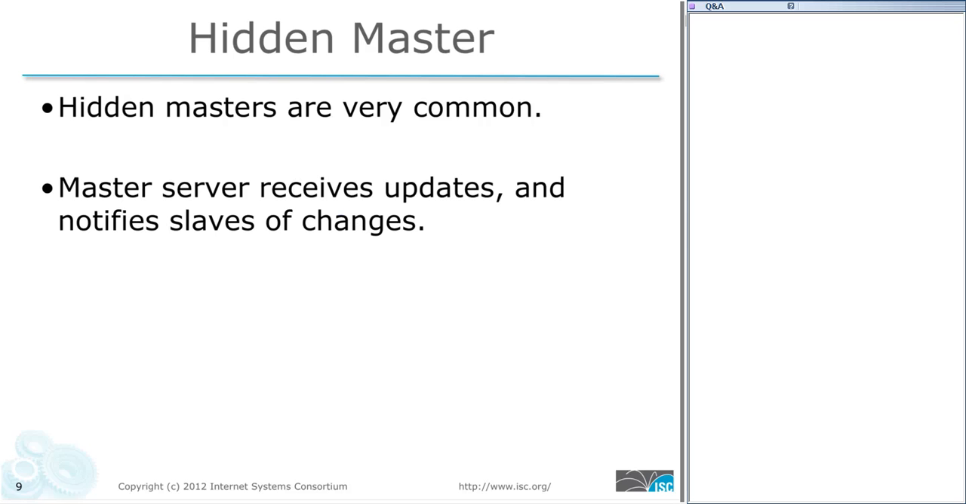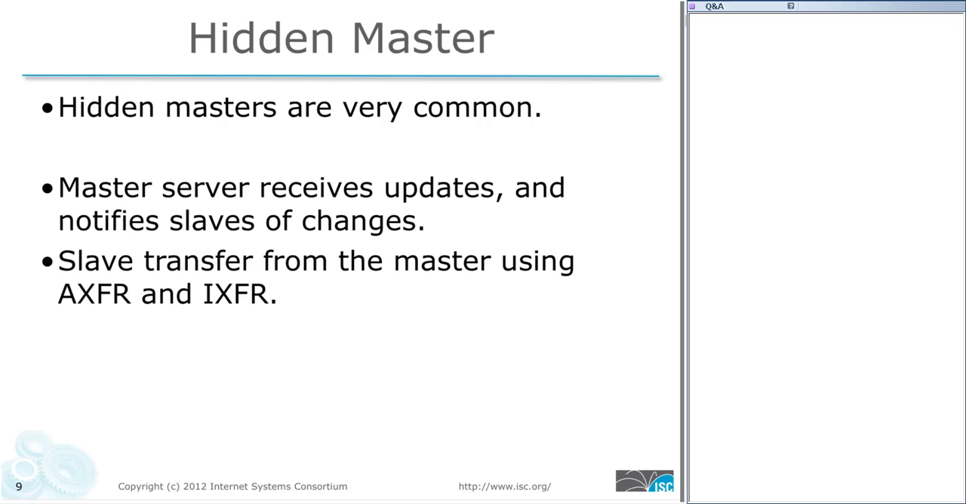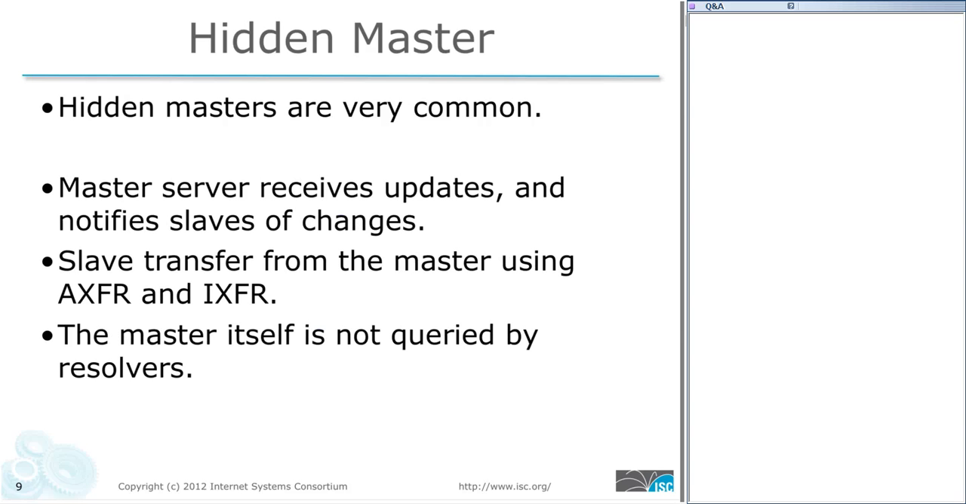It is where the master server receives updates in some way, either dynamic updates or transfers in from some other source, and notifies the slave servers down chain about those changes. The slaves transfer from the master using normal transfer protocols such as AXFR for full zone transfer and IXFR for an incremental zone transfer. And the master itself is not being queried by external resolvers. And that part's important in the inline signing step, but it can be worked around as well.